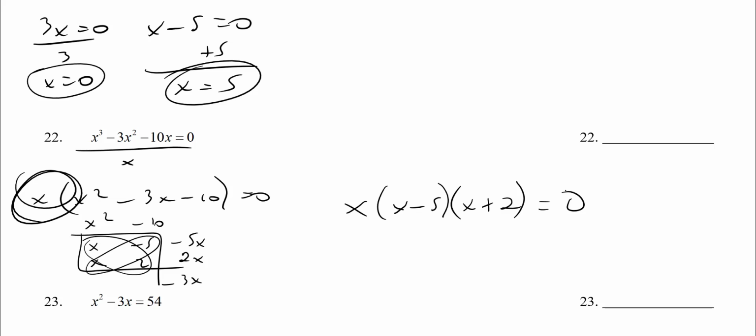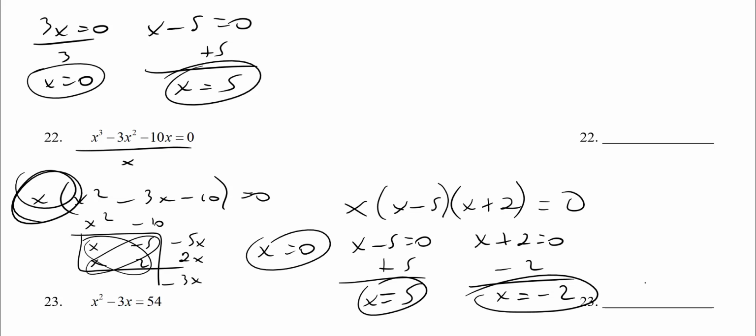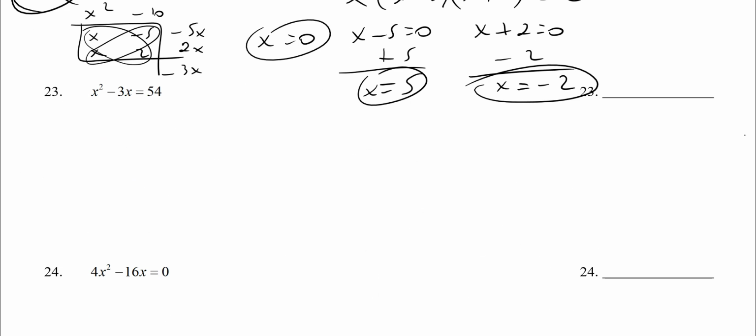Okay, so once you have that, you set each of those equal to 0. X equals 0, x minus 5 equals 0, and x plus 2 equals 0. So subtract 2, x equals negative 2, and add 5, so x equals 5. 5, negative 2, and 0. Okay, cool.